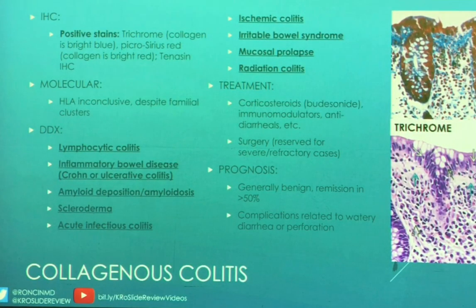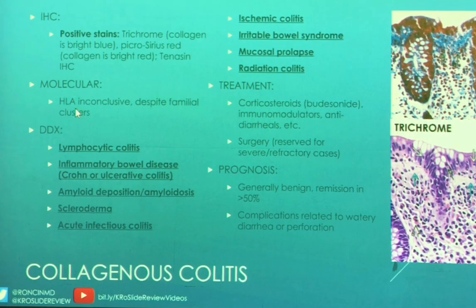So here's an example of the trichrome, just to give you the difference. In trichrome, you're looking for blue. On the Picrosirius red, you're looking for the bright red. You can also do tenascin IHC, as the collagen deposition, the collagen band, is mostly type 4 collagen as well as tenascin.